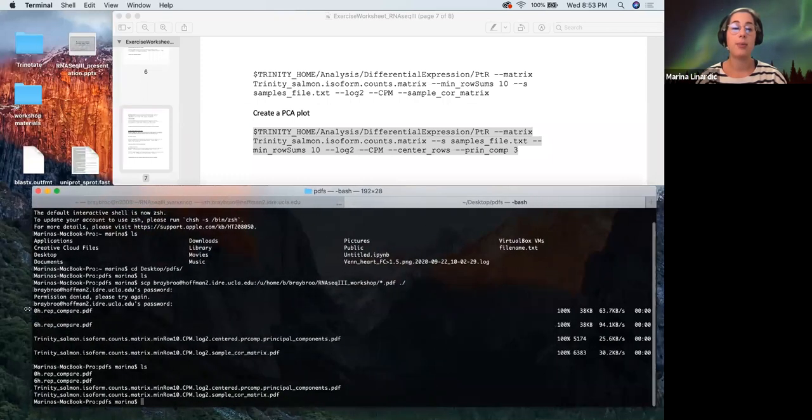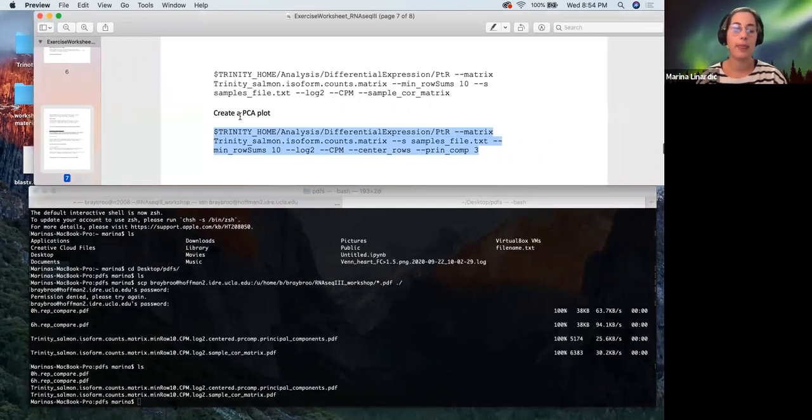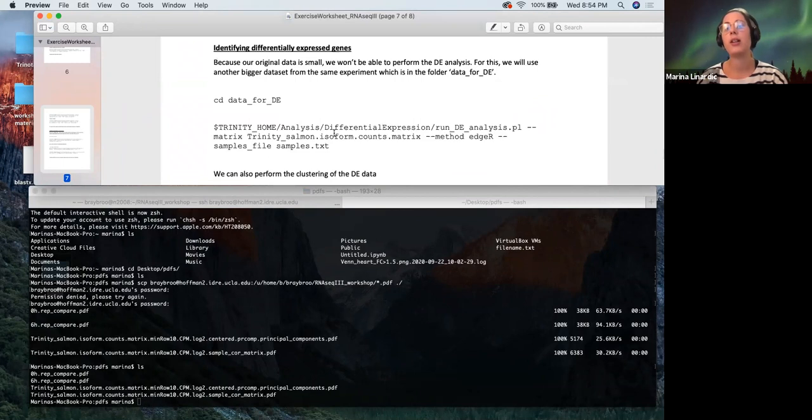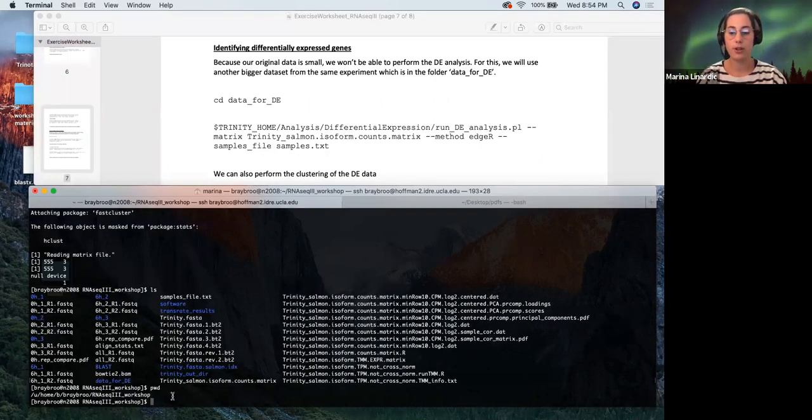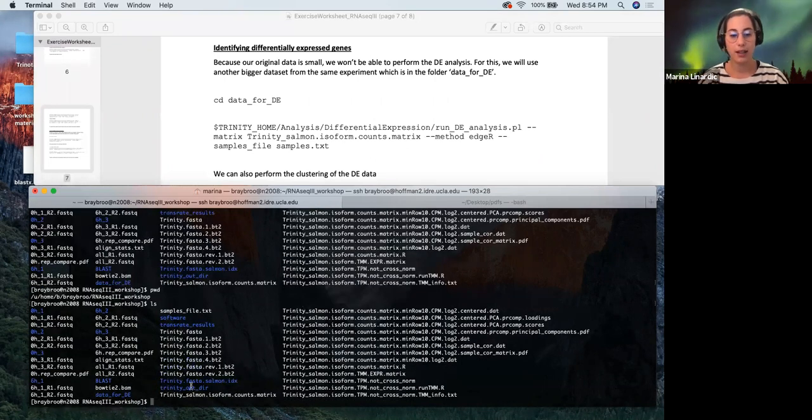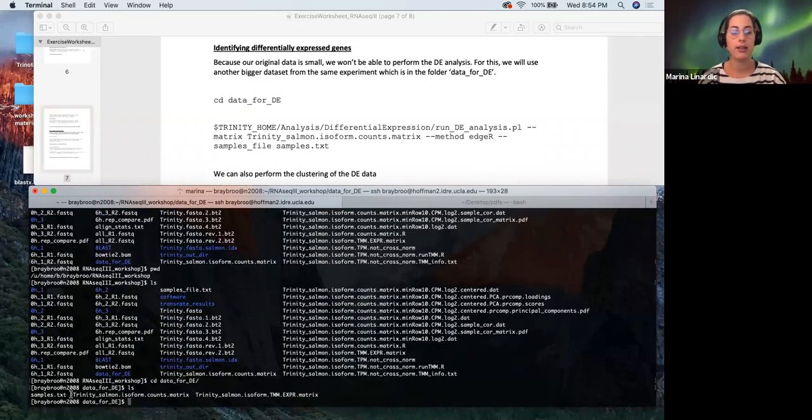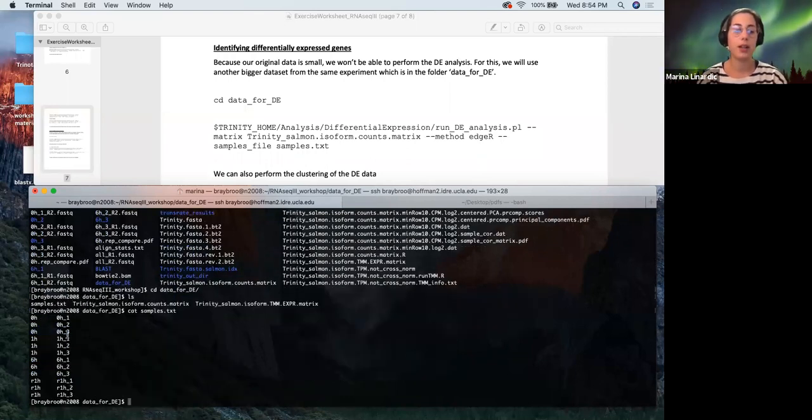Okay, so the last step, we unfortunately won't have time for everything, but the last step that we're going to do is perform the differential expression. Because our data is too small, I actually provided some data to be able to run differential expression analysis properly. If you go ls, inside this data for DE is some more data that we're going to use. You will have a samples file that I created. It just has more replicates, more different conditions, and it has this count matrix and a TMM expression matrix as well that we're going to need.